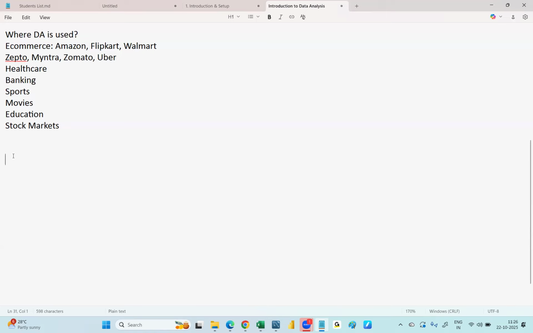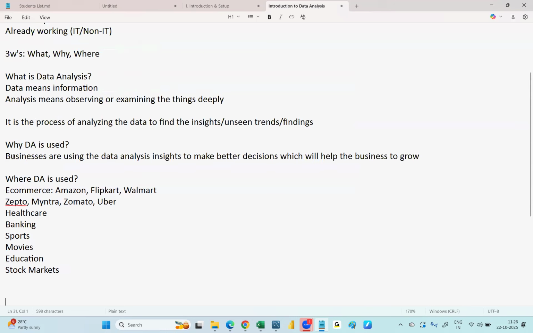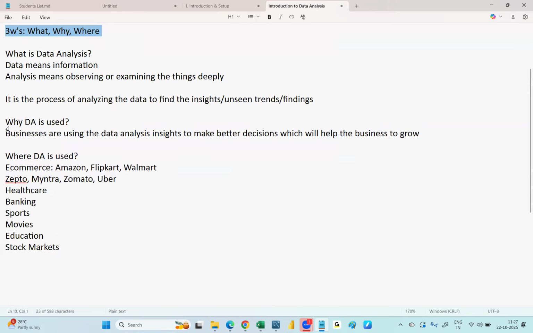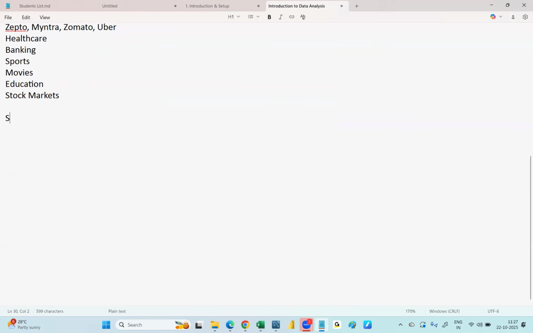Okay, first of all, I wanted to explain the 3Ws. I told you I want to start the demo with respect to the 3Ws. I have explained what data analysis is, why we use it, and where we use it. So now we are moving forward to the next step in our demo, where I will explain what the steps involved in data analysis are. This is a very, very important thing, guys, so please focus here. What are the steps involved in data analysis?